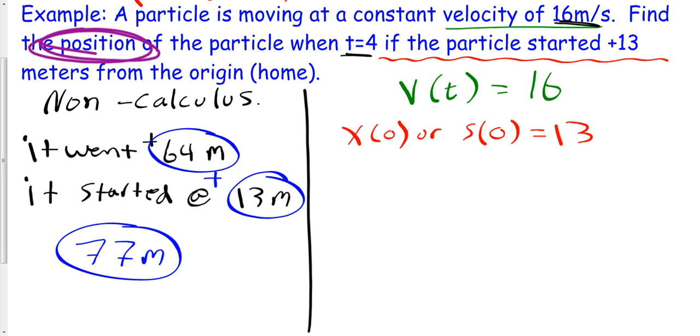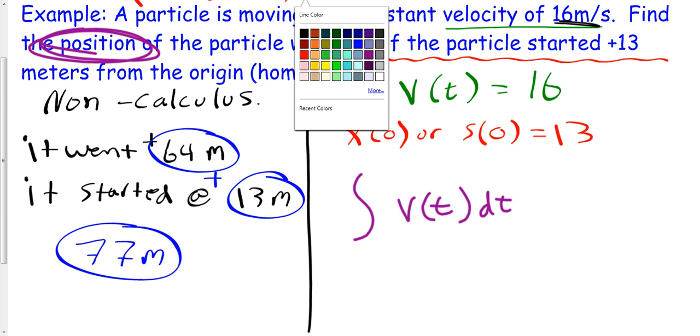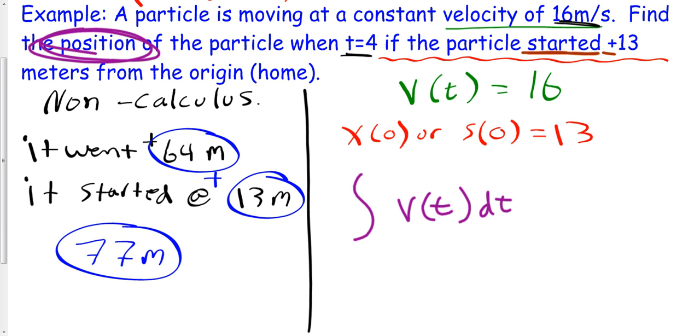Anti-derived, right? So if you were to integrate velocity, you would get position. But of course, we have a couple of things that are kind of weird about this. First of all, when are we integrating it from? Well, why don't we look at where the particle started and where the particle ended? So what I'm going to do is focus on it started at positive 13.